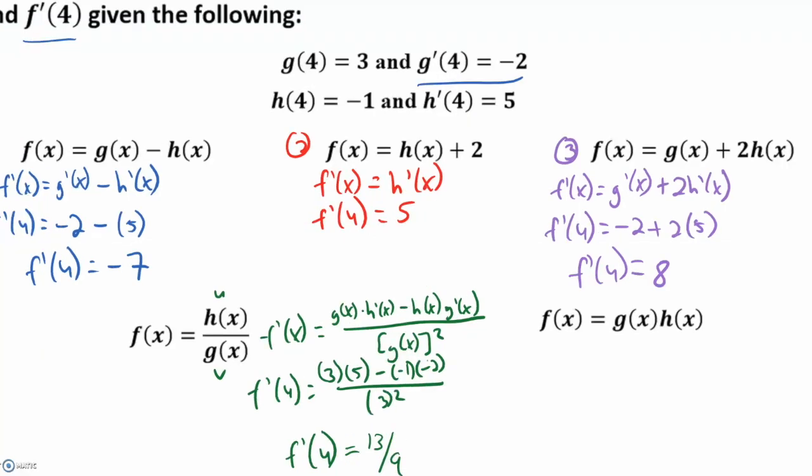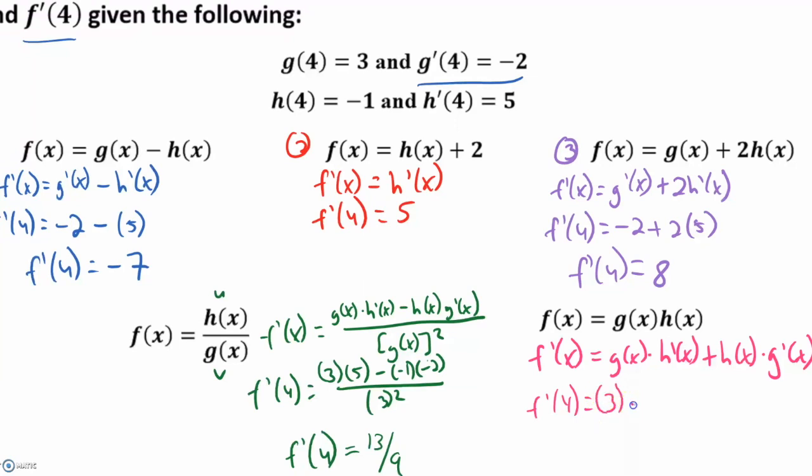And finally, in this last example, we'll define f of x as g of x times h of x. So again, I can't simplify this. I'm going to have to use the product rule. So f prime of x will be g of x times h prime of x, first times the derivative of the second, plus the second, h of x, times the derivative of the first, g prime. So f prime of 4 will be g of 4, which is 3, times h prime of 4, which is 5, plus h of 4, which is negative 1, times g prime of 4, which is negative 2, and f prime of 4 is going to be equal to 17.